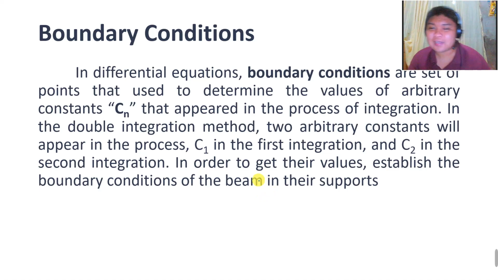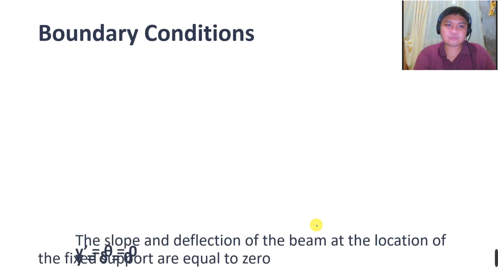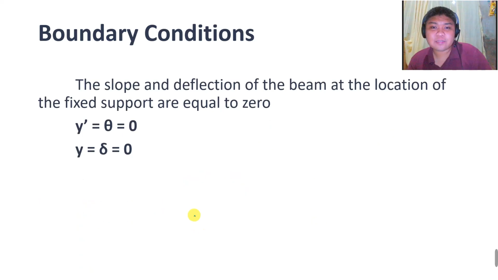So, nasa suporta class ang key para mahanap natin yung mga boundary conditions class ng beam natin. So, dalawa lang class na boundary conditions ang kailangan mo. So, paano yon? So, sabi dito, the slope and deflection of the beam at the location of fixed support ay equal sa 0. So, kumbaga, the y prime is equal to 0 and the deflection is 0.